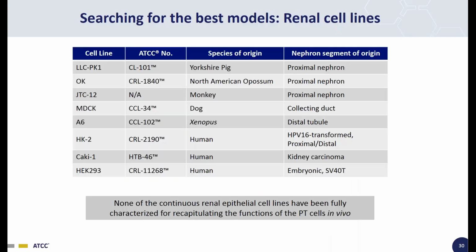Moving next to the continuous renal cell lines. For many years, there have been a number of renal cell lines available from a variety of species. However, even after all this time, none of these has been fully characterized to show that they fully recapitulate the function of proximal tubular cells in vivo.